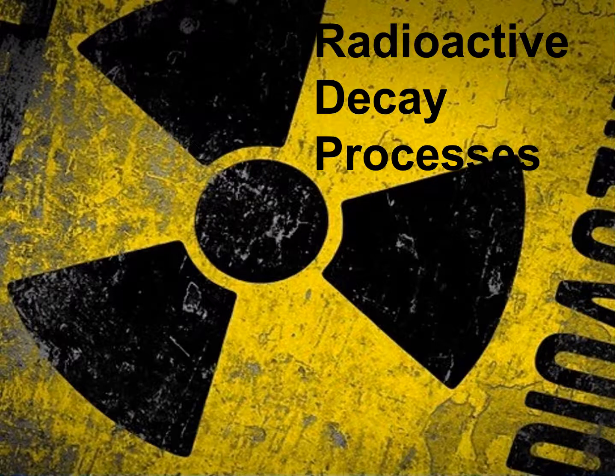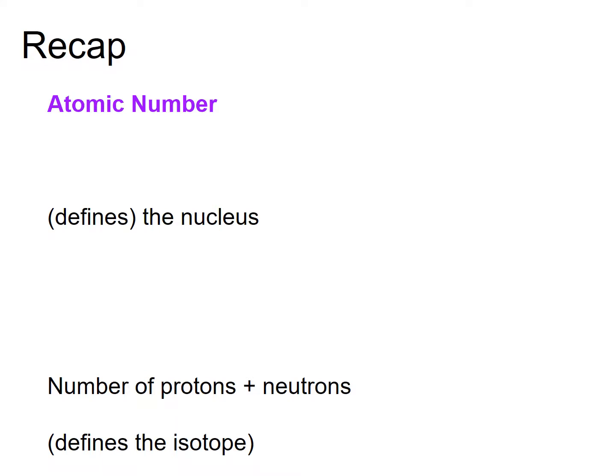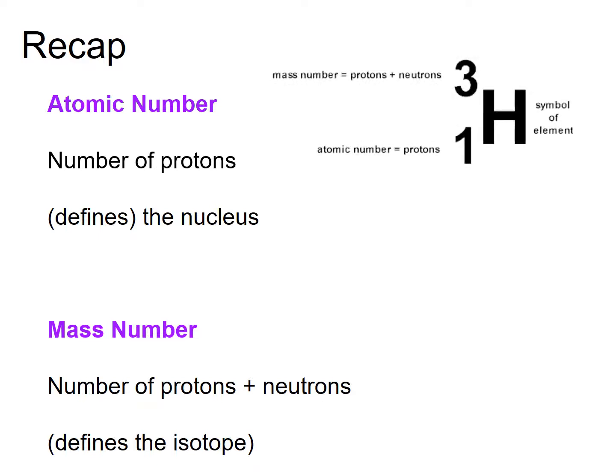So in this presentation we're going to look at alpha, beta and gamma decay in some detail. So very quick recap: atomic number is the number of protons, mass number is the total number of protons plus neutrons. Here's an example: hydrogen-3, it has 1 proton, as you can see, bottom left hand corner, and it has 3 nucleons altogether, 1 proton plus 2 neutrons.